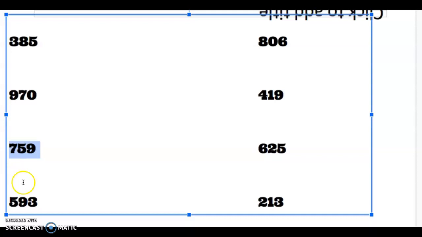759. 593. 806. 419. Now you could have written 19 as one word or three words. 19. 625. You also could have written 25 as one word, 25. 213. No E, just 213.